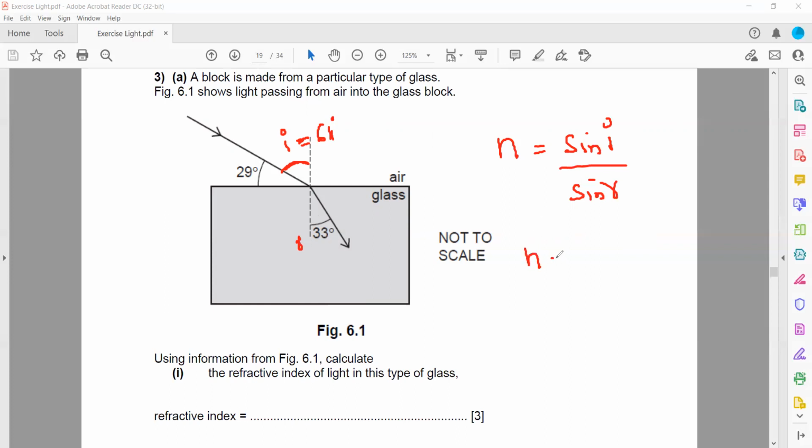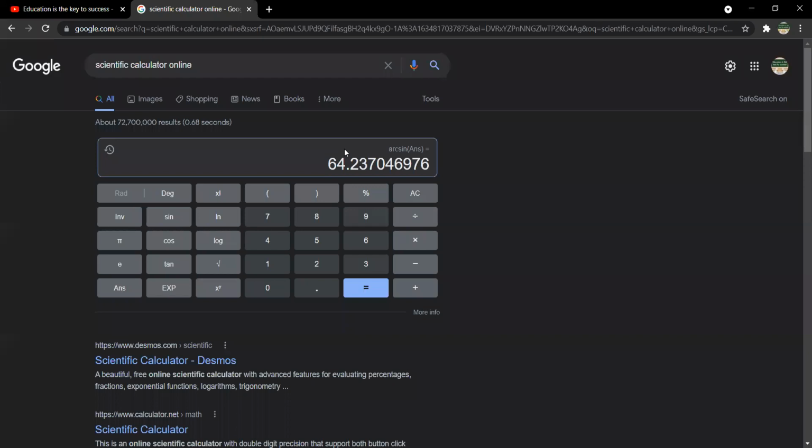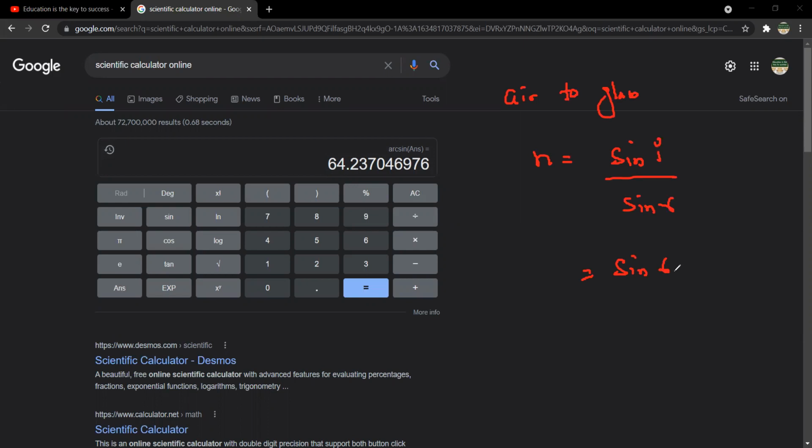So we substitute the values. Refractive index is sine 61 divided by sine 33. So use the scientific calculator again. As it is moving from air to glass, the refractive index is equal to sine angle i over sine angle r. So sine 61 divided by sine 33.